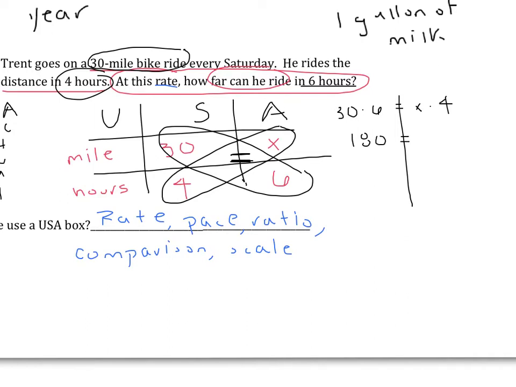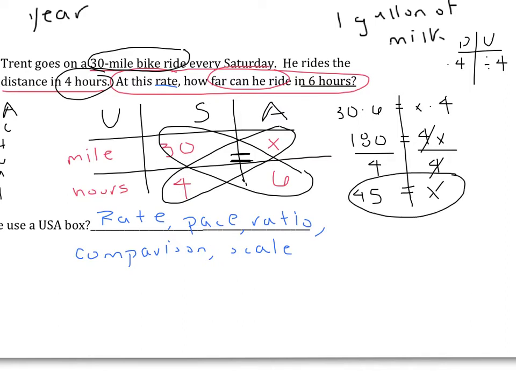I'm going to rewrite 4 times x as 4x. Now I'm going to make a quick do and undo box to solve this. What's happening to x? It's being multiplied by 4. How do I undo that? I'm going to divide by 4. So I'm going to divide both sides by 4. 180 divided by 4 is 45. My 4's cancel out, and I'm left with x. So my answer is 45.